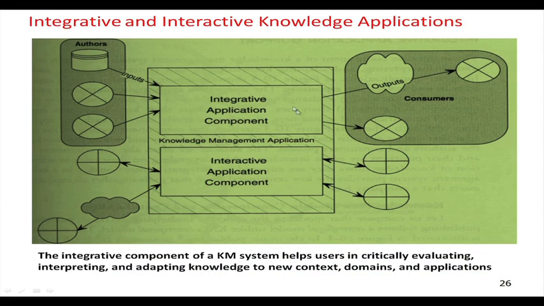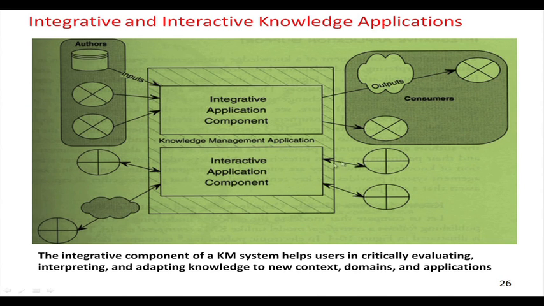So, make sure that these two criteria are met, that is, it is integrative and interactive as well. See, that is how it happens. If you have an integrative and interactive system, then it helps you to evaluate, interpret and adapt knowledge to new context, right. In the same continuation that I have talked about, you see that these are the repositories from which the input is coming, okay. Then this is a KM system which has an integrative application component, it also has an interactive component.